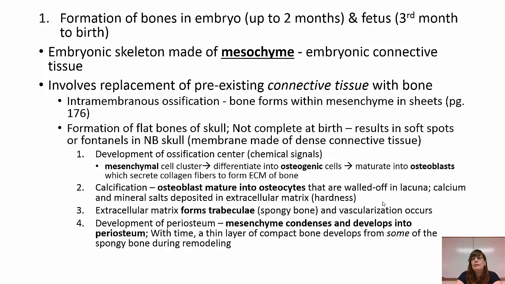The extracellular matrix then forms trabeculae, which is the spongy bone, and vascularization occurs. So it starts weaving in and out. And then the periosteum develops. The mesenchyme that's left condenses and develops into the periosteum. Over time, that thin layer of compact bone will develop from some of the spongy bone during remodeling.